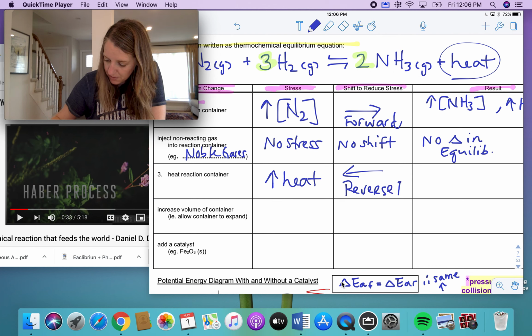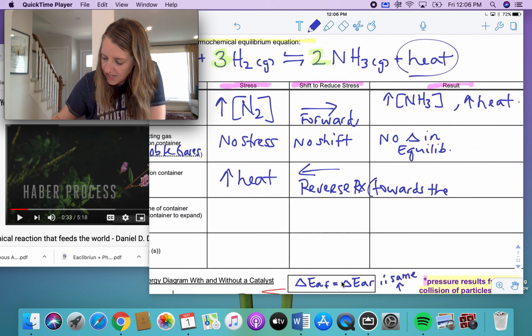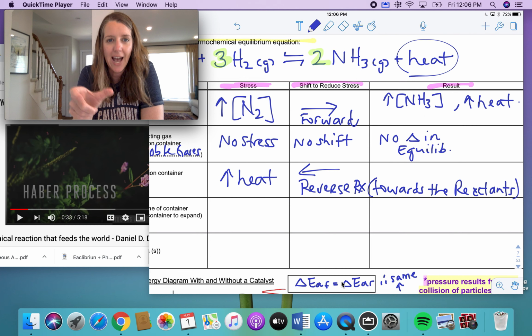Okay, so if you increase the heat and the heat is on the product side, it's going to shift it in the reverse direction. So the reverse reaction, you could say towards the reactants. And notice that we're still calling the reactants because they're on the left-hand side, and the products because they're on the product side. Yes, of course, you could write the reaction in the opposite way, but that's not what we do for equilibrium systems, okay?